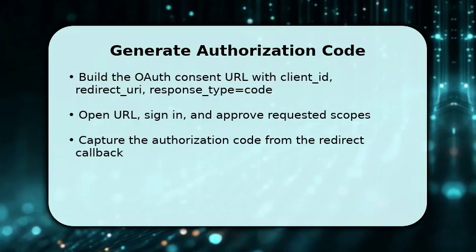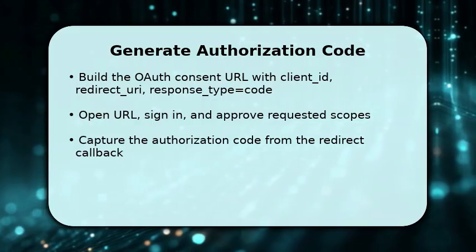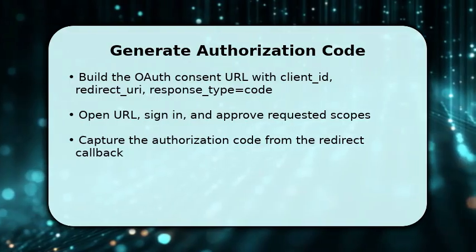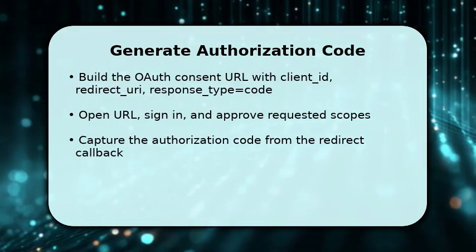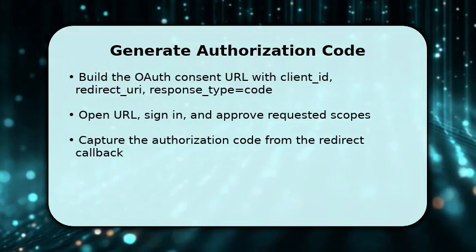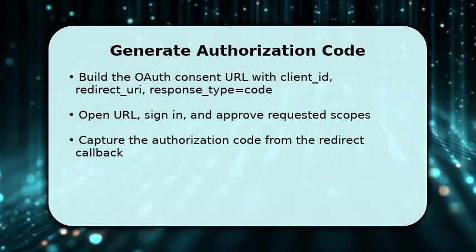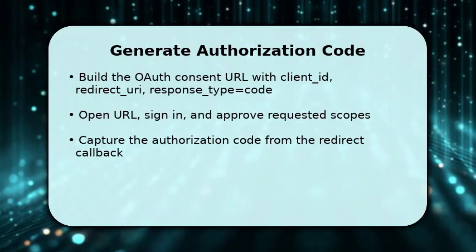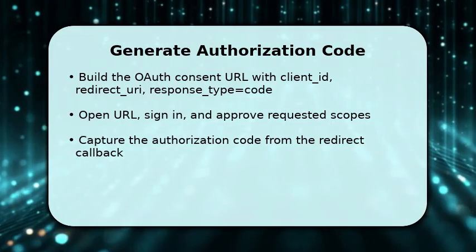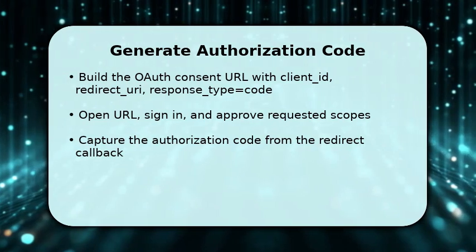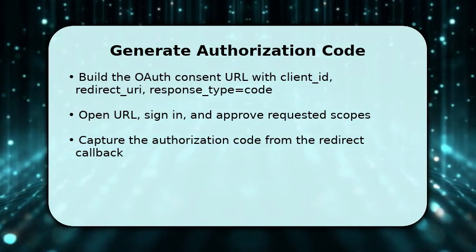Encode parameters correctly. Open that URL in a browser, sign into the account you want to access, and approve the consent screen. This ensures the user explicitly grants permission. Once approved, Google redirects to your redirect URI with a code parameter. Capture that authorization code from the callback endpoint or local server. This short-lived code is what you'll exchange in the next step for tokens.